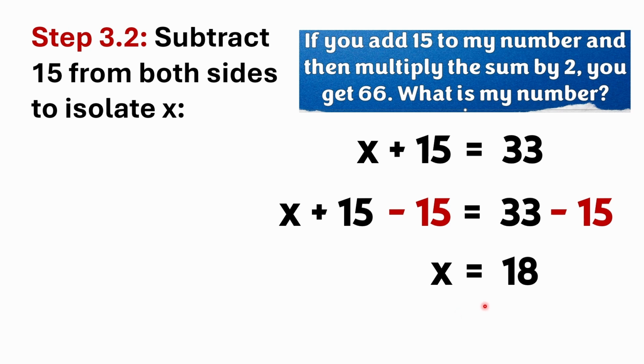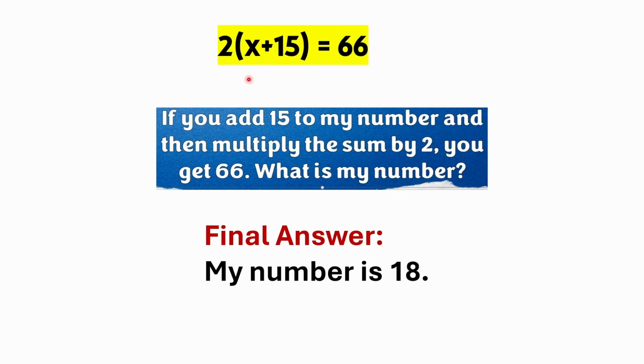So x equals 18. Again, the problem: if you add 15 to my number and then multiply the sum by 2, you get 66. What is my number? The equivalent equation is 2 times (x plus 15) equals 66. We are looking for my number, and my number is 18. Again, the final answer is 18.